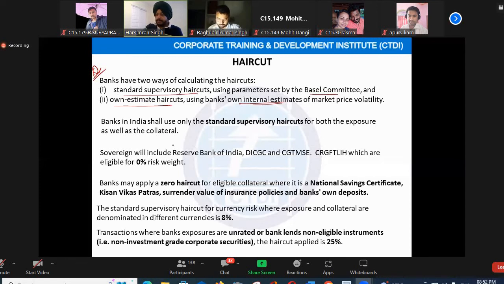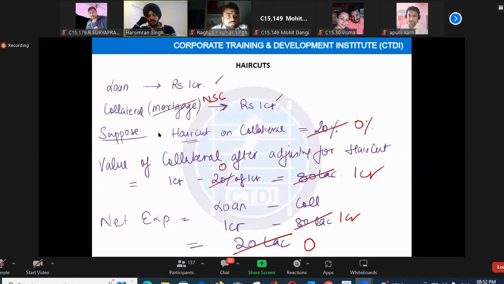In India, we use standard supervisory haircuts, which are allowed by Basel, for both exposure and collateral. Collateral का तो आपको समझ आ गया. But what do you mean by the exposure? What do you mean by haircut of exposure?